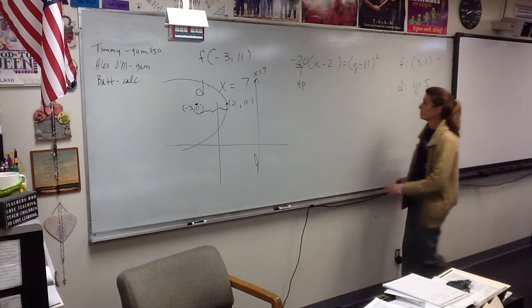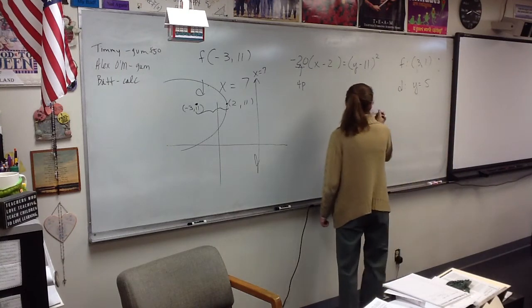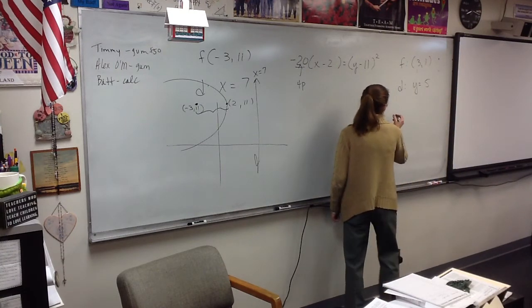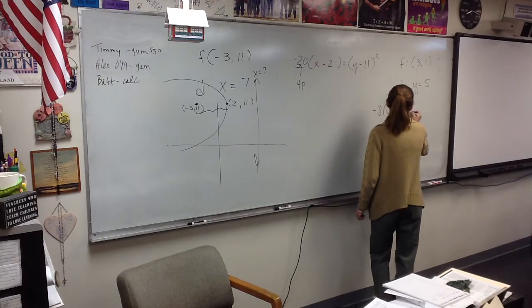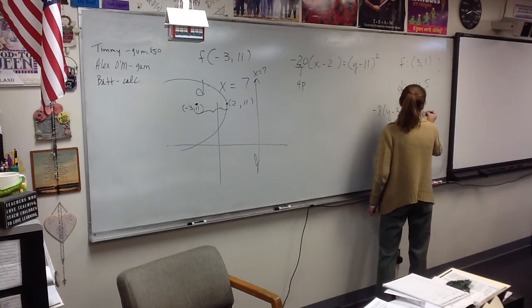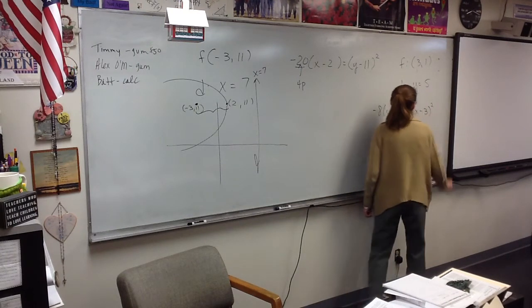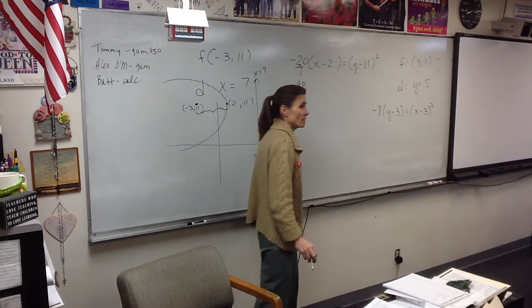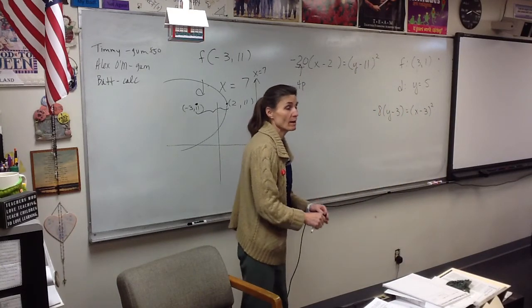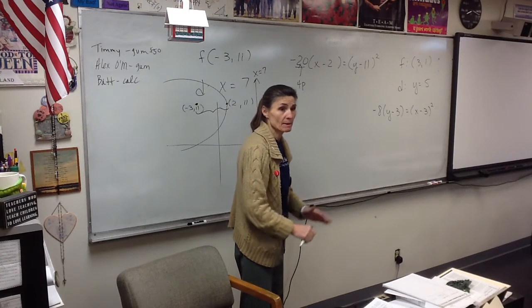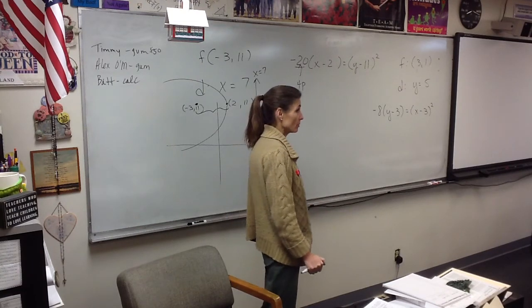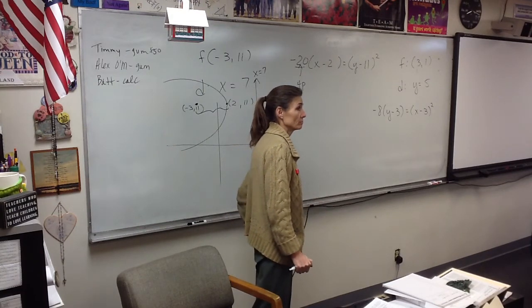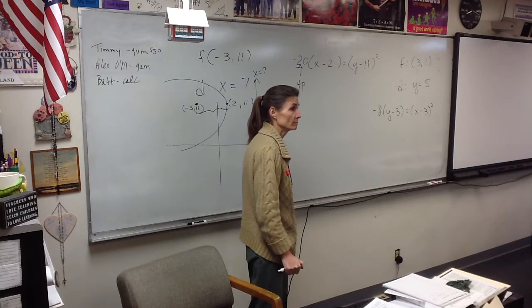Shout out an answer here. What'd you get as your equation? Negative 8. Y minus 3 equals x minus 3 squared. Anybody want to argue? I did not do the problem, so I have no idea. Anybody want to quibble with that? I think that's good. I have a question.